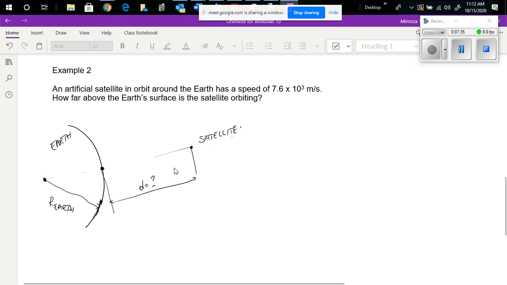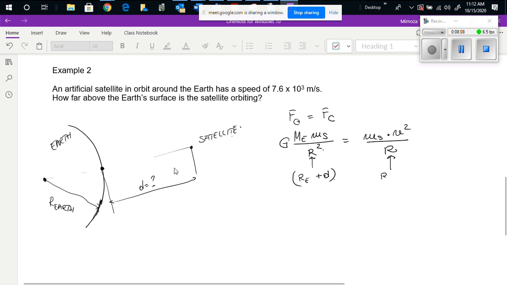However, when we go with the logic that force of gravity is equal to centripetal force, capital G, mass of the Earth, mass of the satellite over r squared, where this r is the radius of the Earth plus the distance d, is equal to mass of the satellite times v squared over r, and again it's the radius of the Earth plus the altitude d.